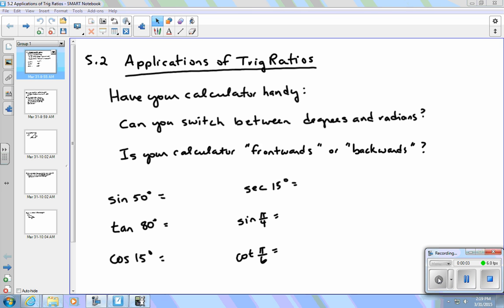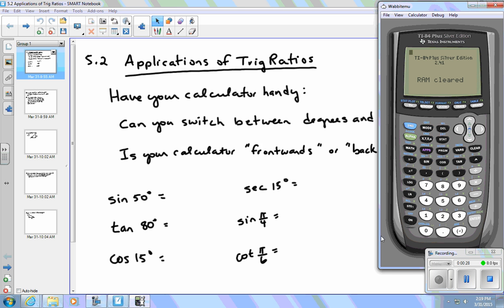In this lesson, we're going to look at some of the uses for the trig ratios and also how to use our calculators with them. So it's really helpful if you've got your calculator handy right now. And the first thing you need to be able to do with your calculator is decide if it's in degrees or radians mode. So I'll just show you with one of the graphing calculators how you switch between them.